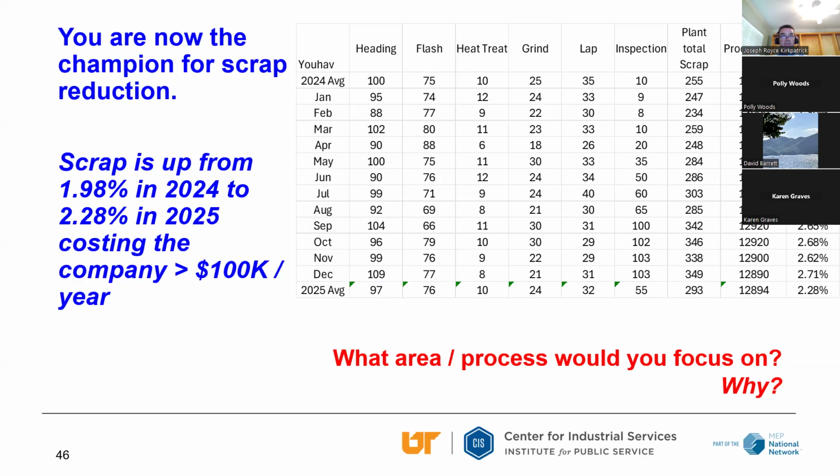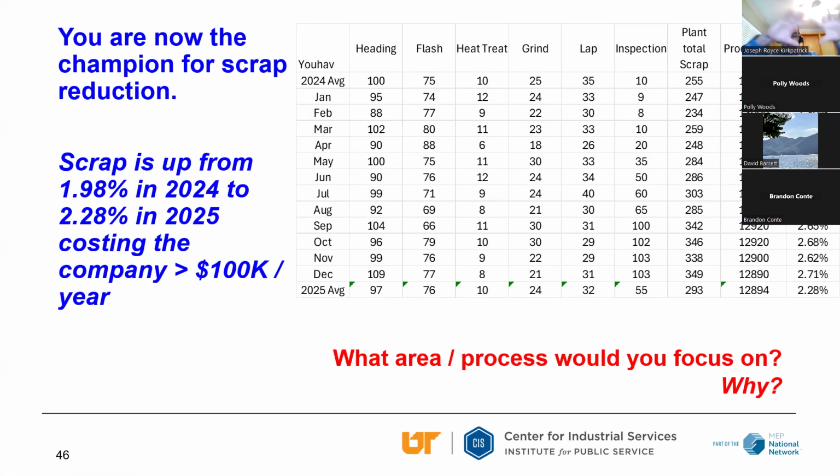Anybody else have an area we might want to focus on? Inspection. And why in the inspection department? Because it looks like it's pretty much doubled from August to September. Yeah, last year our average was 10 pounds. This year our average is actually 55, or 5 times. And we went from a good 5, 10, 9, 8, 10, to 20, to 35, to 50. We're just going up, up, up, up. Something happened here. So that's where we should focus.